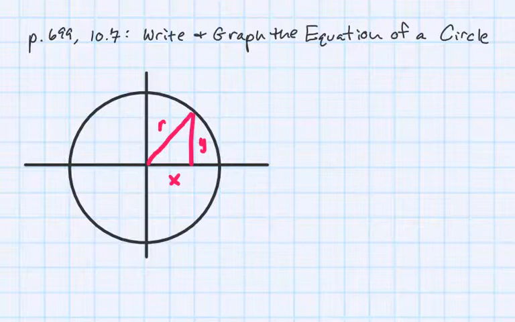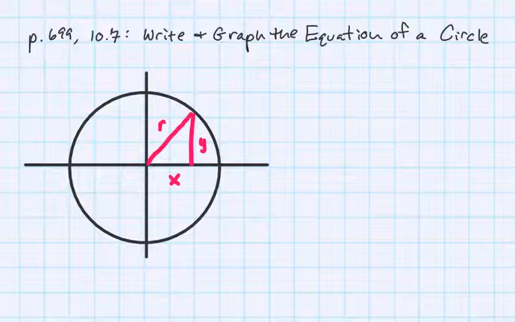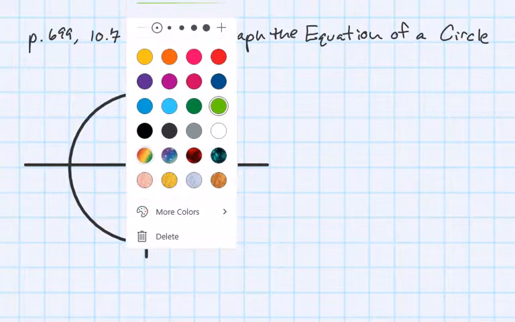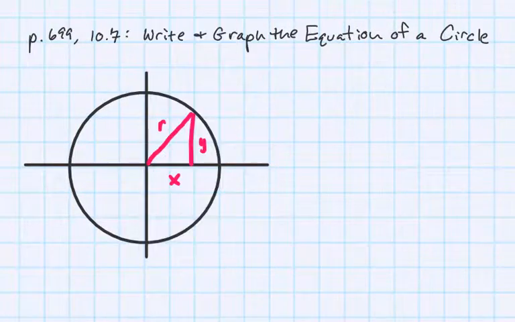In this video, we will be covering writing and graphing equations of a circle, which begins in section 10.7, page 699 of your textbook. This section begins with using the Pythagorean theorem to write a general equation for a circle that is centered at the origin here. So it is important that we note it is centered at the origin.